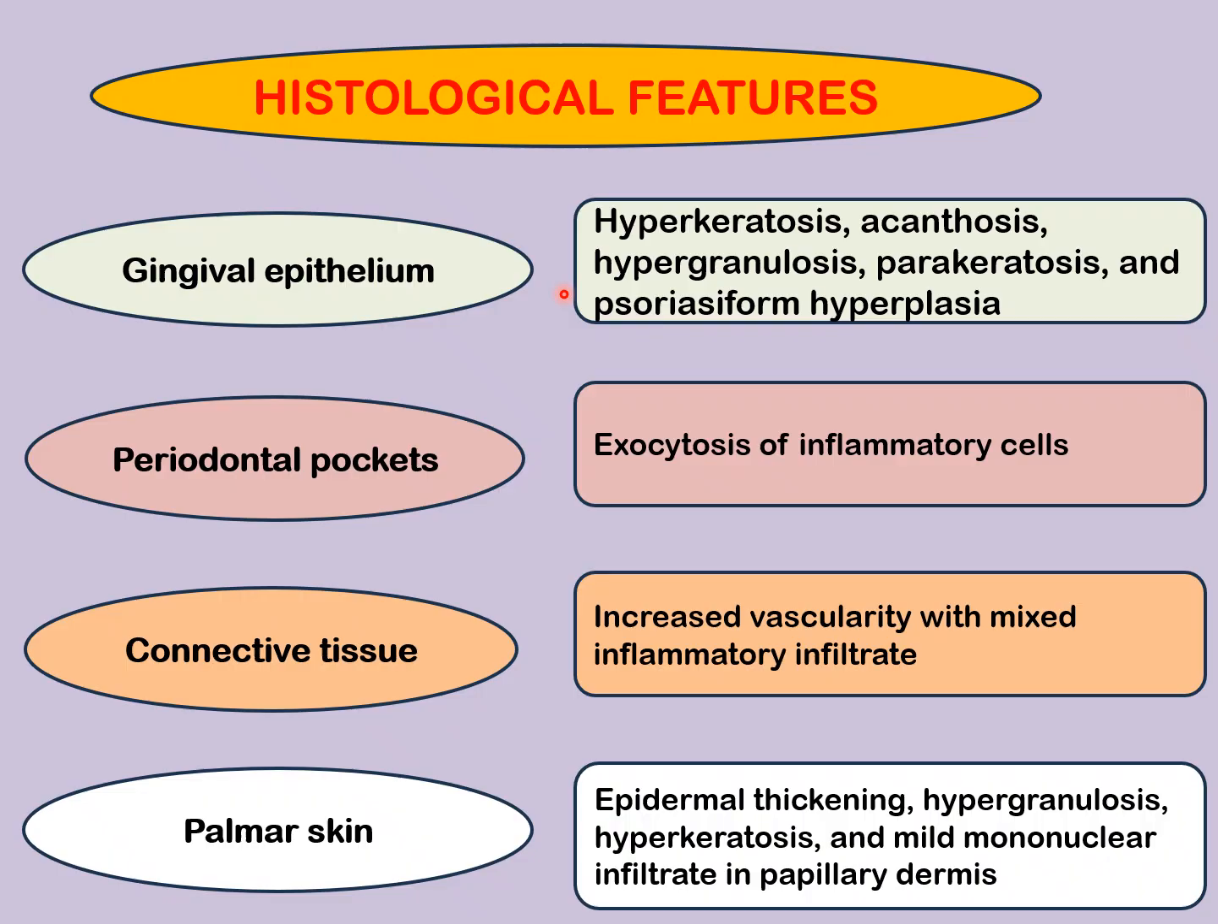Histologically, PLS shows hyperkeratosis, acanthosis, hypergranulosis, parakeratosis, and psoriasiform hyperplasia in the gingival epithelium. In the periodontal pockets, we can see exocytosis of inflammatory cells such as PMNs and macrophages, and we can find increased vascularity with mixed inflammatory infiltrate in the connective tissue. Coming to the palmar skin, there is epidermal thickening, hypergranulosis, hyperkeratosis, and mild mononuclear infiltrate in the papillary dermis.